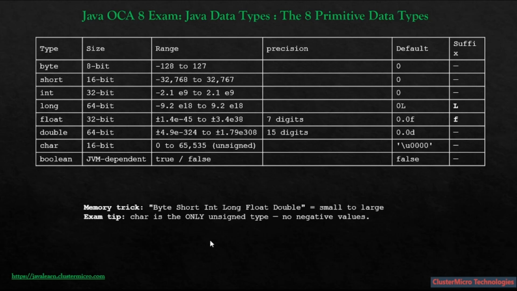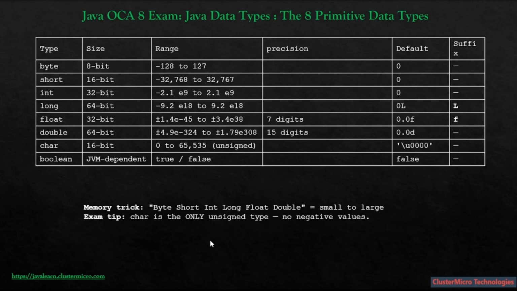For the exam, you absolutely need to memorize the byte range, minus 128 to plus 127. This comes up in overflow questions. You also need to know that char is unsigned and that boolean is completely separate from numeric types. You cannot cast between boolean and any other type. That's absolutely important to know: you cannot put a cast, within brackets, int to a boolean variable. It will not work.